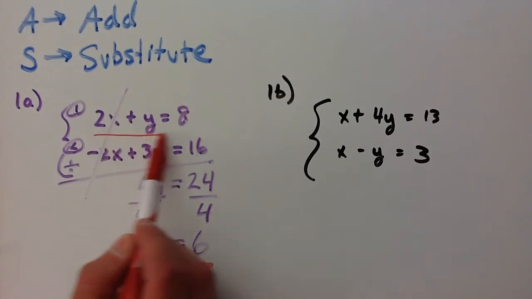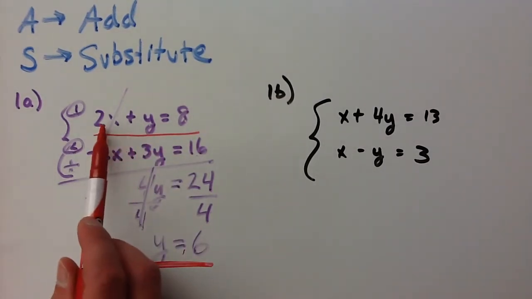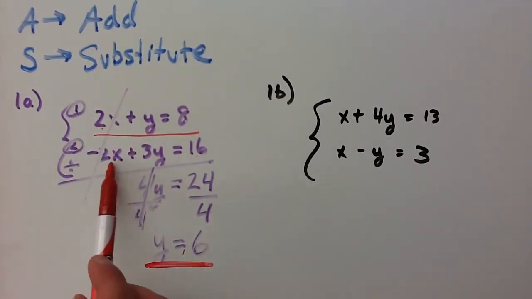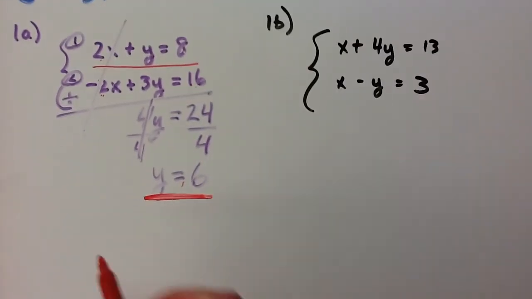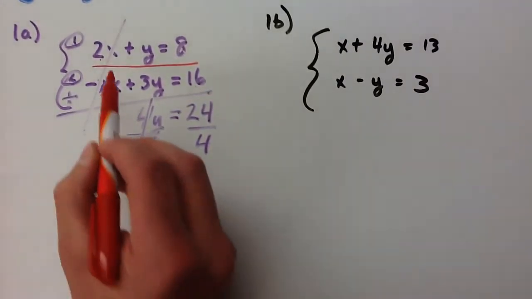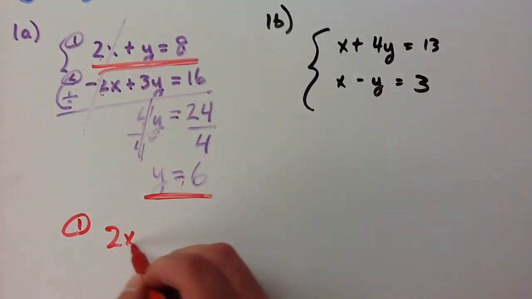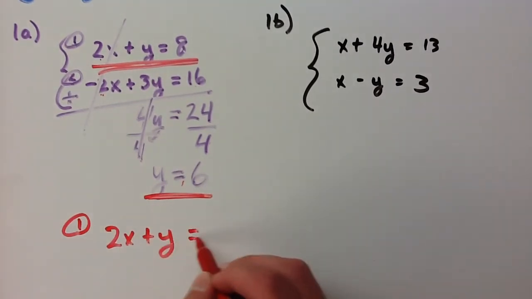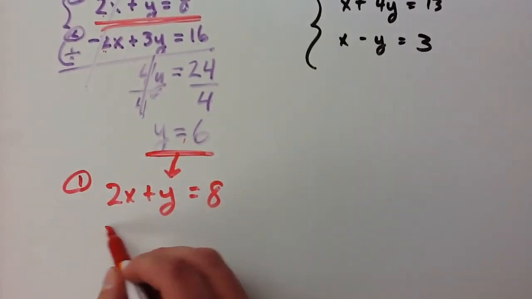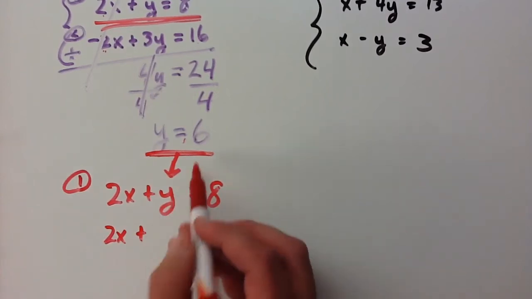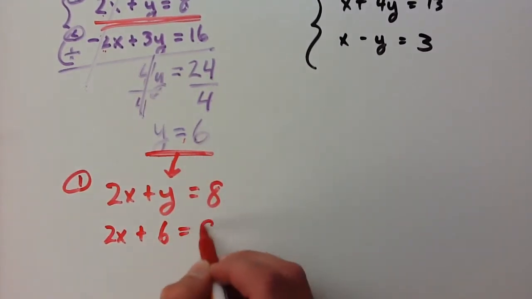So I'm going to pick this equation since x is a positive 2. If I were to pick the second equation, x would be a negative 2, and so I know that eventually I would have to divide everything by negative 2. So let's pick equation number 1. I'm just going to copy equation number 1 down here. Equation 1 was right here. It's 2x plus y equals 8, and now I know what y is. I can plug y right there. So I have 2x plus y, which is 6, equals 8.